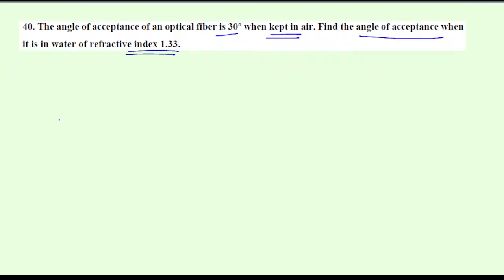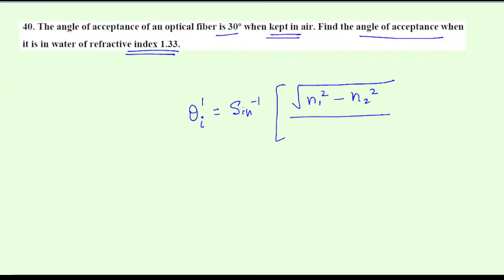Find the angle of acceptance, right? What is the angle of acceptance? It is the angle at which a ray enters the optical fiber, which is given as, let's say, in general, theta I dash. What's the formula for that? It is sine inverse of square root of n1 squared minus n2 squared divided by n0 dash.